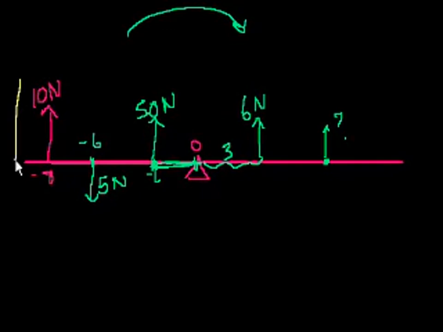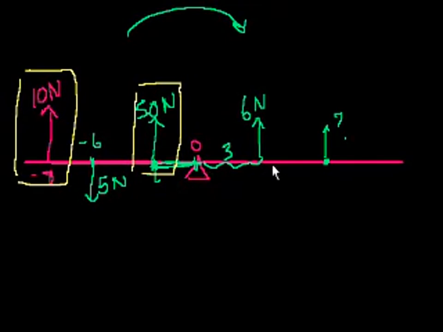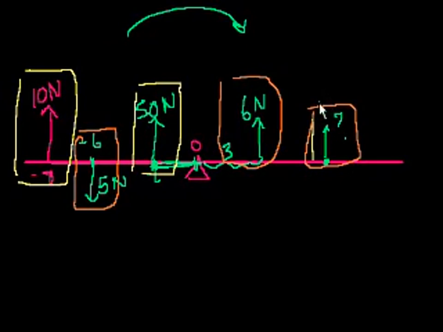So this is acting counterclockwise, this is acting counterclockwise, and that's it, right? And so the other ones are clockwise. And we don't know this one. Well, we could assume either way, and if we get a negative, that means it's the opposite. So all of the clockwise ones I'll do in this dark brown. Let's assume this is clockwise. Let's assume that this is clockwise. And let's assume that our mystery force is also clockwise, right?